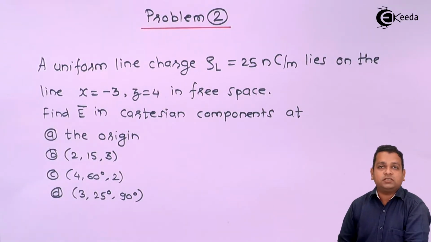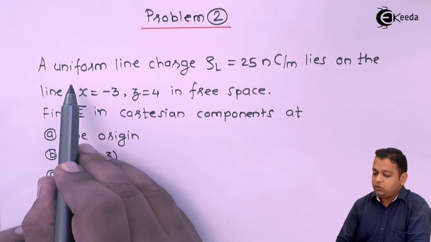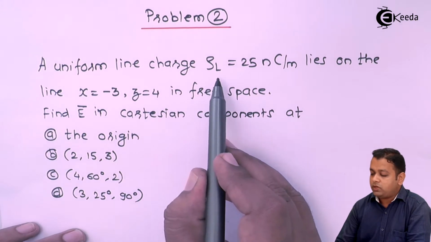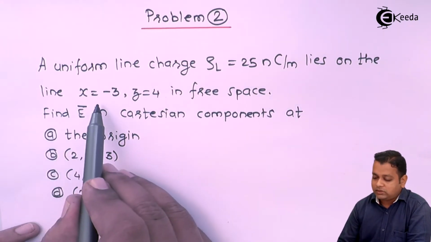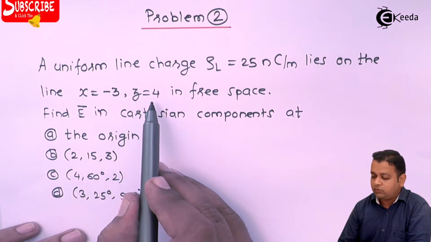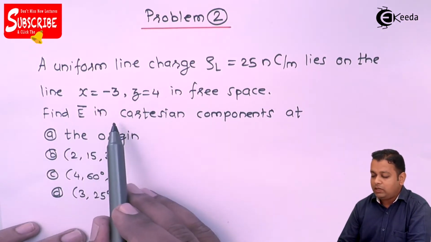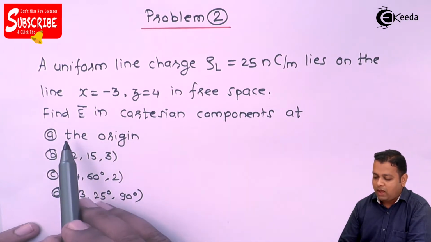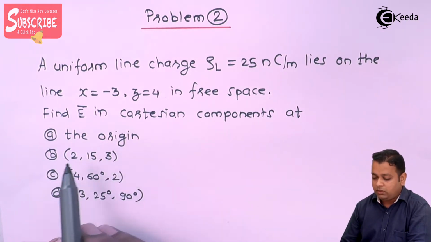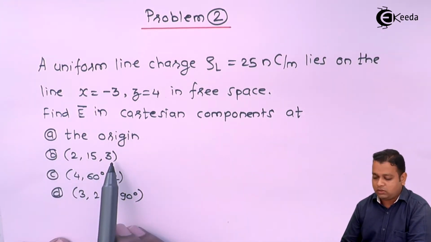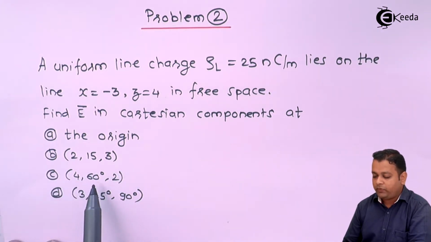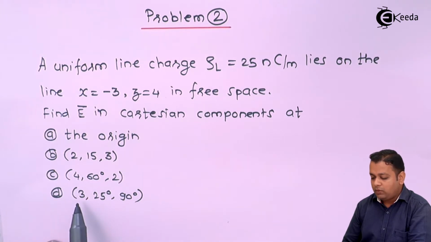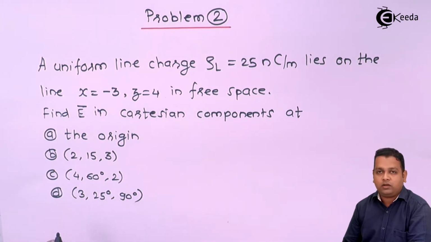The problem statement is given to us. This is a uniform line charge, rho L is equal to 25 nanocoulomb per meter, lies on the line x is equal to minus 3, z is equal to 4 in free space. Find E bar in Cartesian components at part A, the origin, part B at point 2, 15, 3, at point C having coordinates 4, 60 degree, 2, and at point D having the coordinates 3, 25 degree, 90 degree.